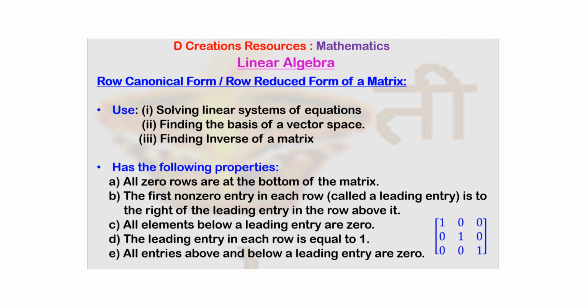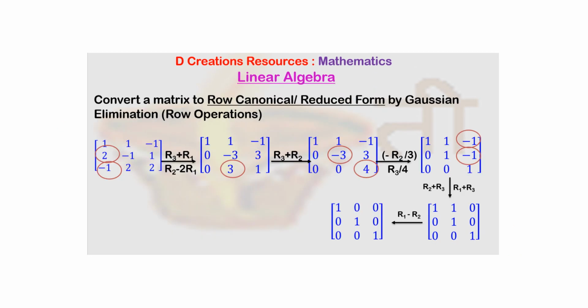Now let us go ahead and try to convert a matrix to its row canonical form. So let's go to this matrix. Now we are going to make use of row operations, of course, and the aim, as you know, is making all the other entries in the column containing the leading entry 0. So first you can see here 2 and minus 1 are here. So obviously if you want to make it 0, you can add row 1 to row 3 because minus 1 plus 1 is 0.